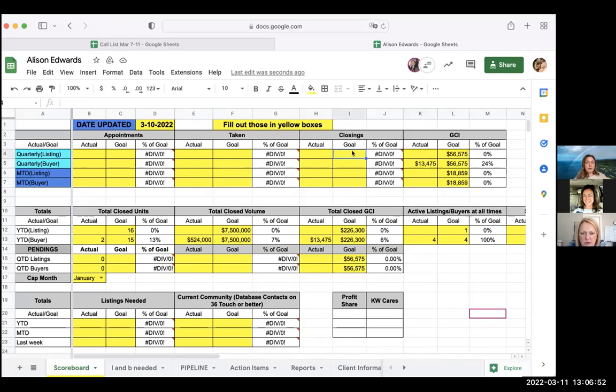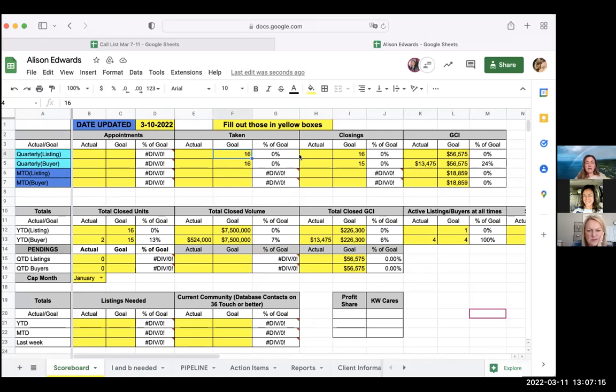So for closings, we know that we need 16 listings, and we're going to want 15 buyers. And we know that we need to take 16 listings and 16 buyers. Quarterly? No, this is for the year. We're going to break it down. I'm showing you how I get these numbers, for the year.